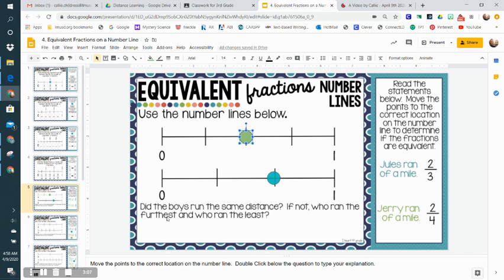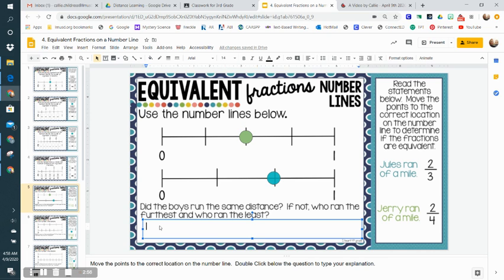So let's go and read this last part. It says, did the boys run the same distance? If not, who ran the furthest and who ran the least? So I'm going to come down here and I'm going to do a little bit of writing. So let's just answer the first question. Did the boys run the same distance? I'm just going to say it. The boys, I'm going to kind of flip it. The boys did not run the same distance. Period.